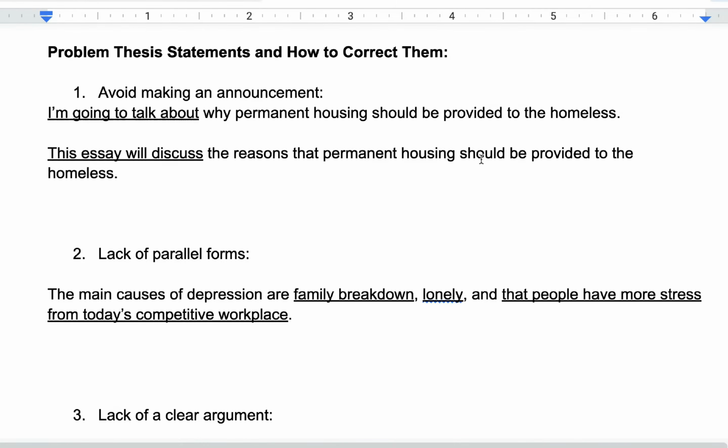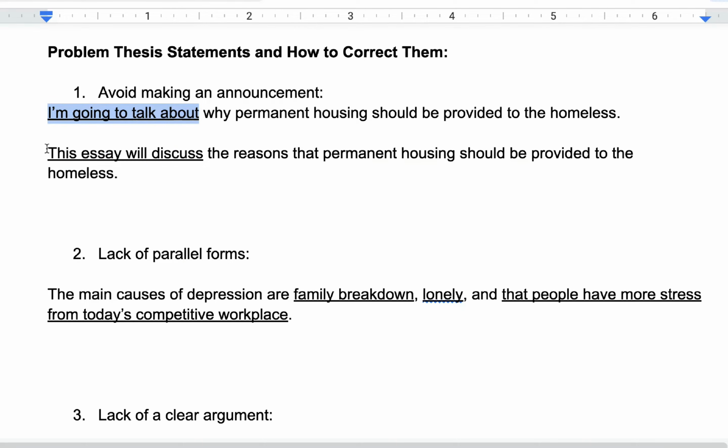So now that we know what some common problems are with thesis statements, let's look at some examples and how to correct them. The first common problem is making an announcement. For example, I'm going to talk about why permanent housing should be provided to the homeless. Or this essay will discuss the reasons that permanent housing should be provided to the homeless.